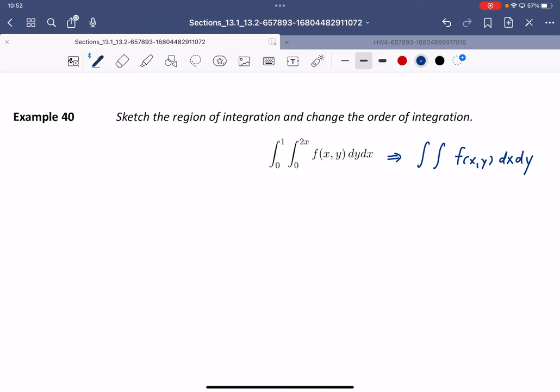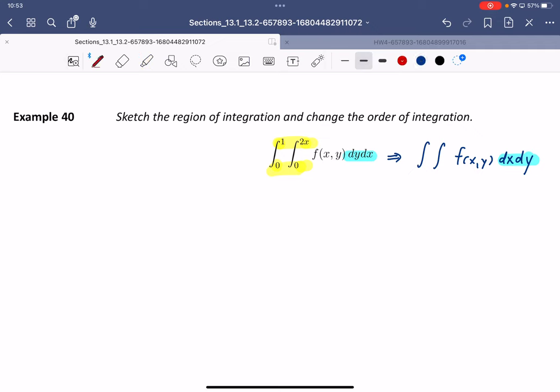This is a required question in every calculus class. When you learn calculus, this is a mandatory question that you have to know how to do. So if you start from dy dx, how do you get back to dx dy? First of all, you can see that here you have the limits of integration from 0 to 2x and 0 to 1.